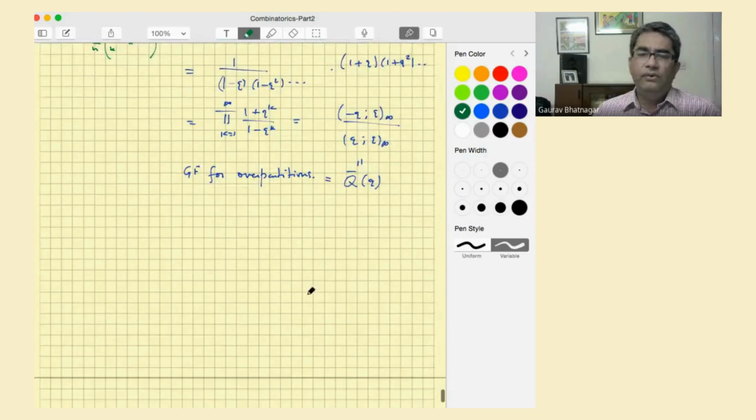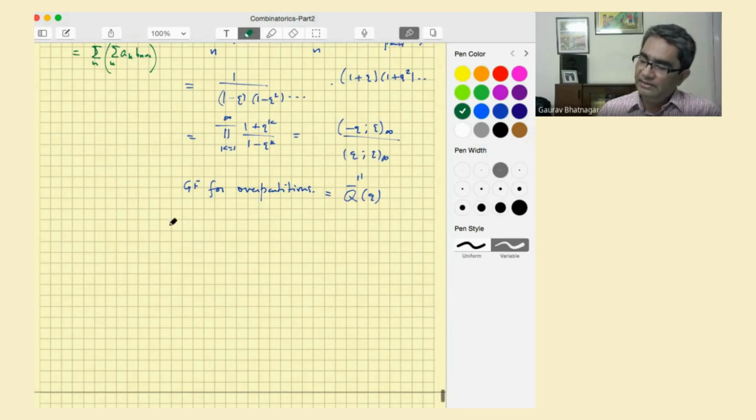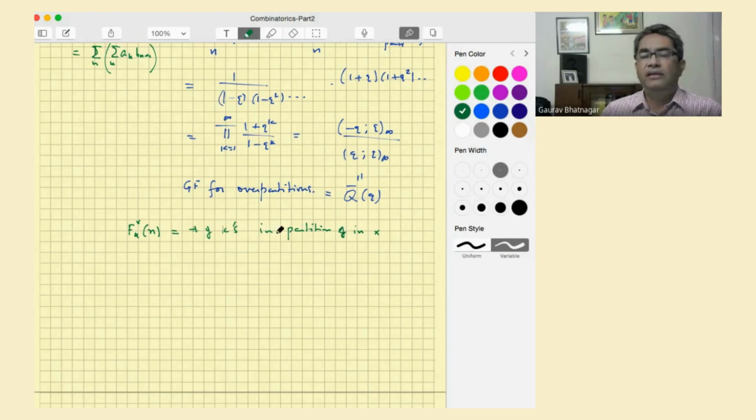Okay, so now how do we do the frequency generating function? The way we do it is let's look at two frequency functions. This is the number of k's in the x part of the partition. So in the overpartitions, there is a partition in x, and there's a confusion because k is coming in there also. So this is the ordinary partition, and f_k of y, which is the number of k's in the y part of the partition.